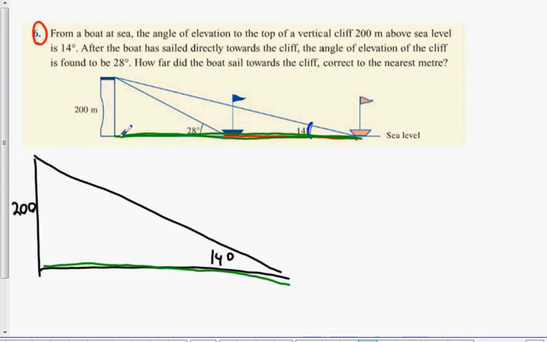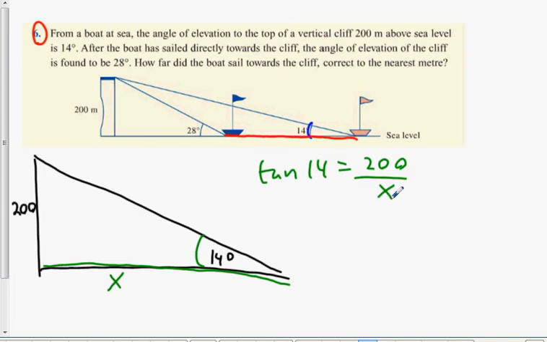So what is the green distance on the bottom? What side is it, opposite or adjacent? It's adjacent. So we call that x. Are we going to use Pythagoras here? No, because we only know one side. So we're going to use tan. So tan 14 equals 200 divided by x. Where does the x go? The x goes up.